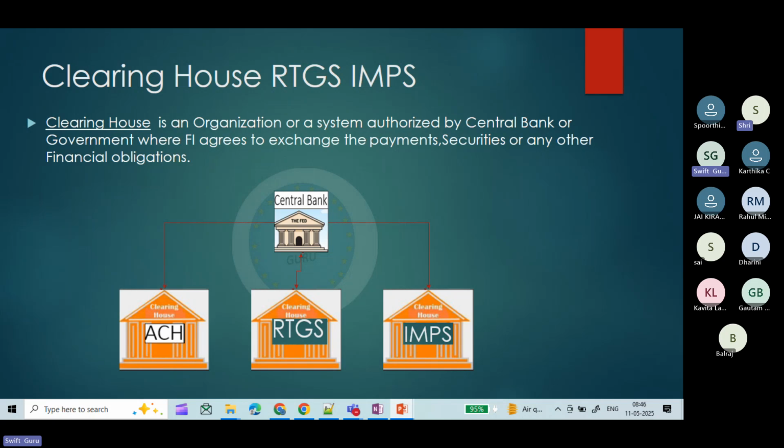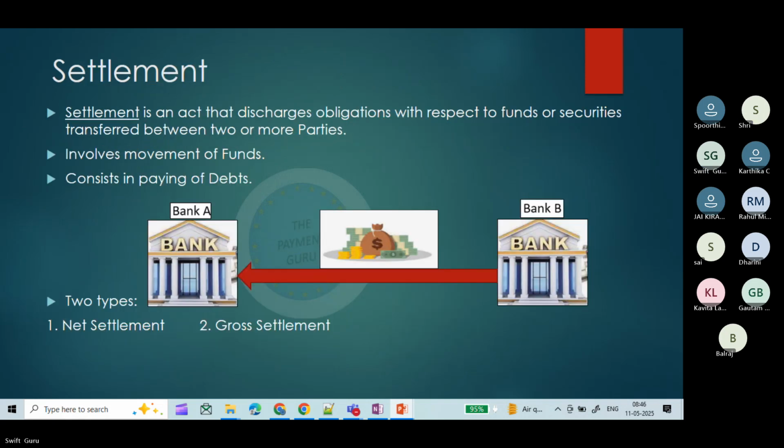Okay, okay. Thank you. To answer your question, for cross-border payment, there isn't any clearing house involved. Okay, okay. Thank you. Once the clearing is done, go ahead.